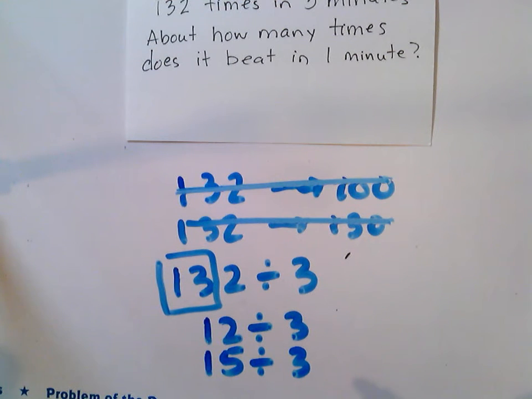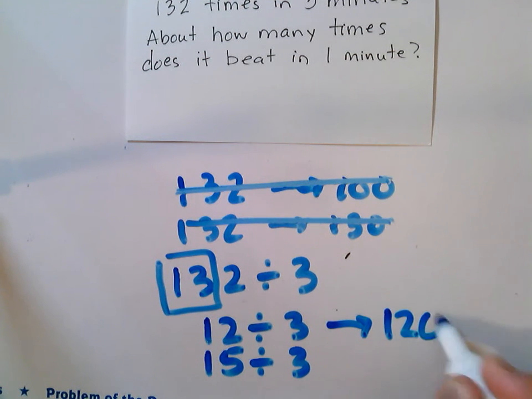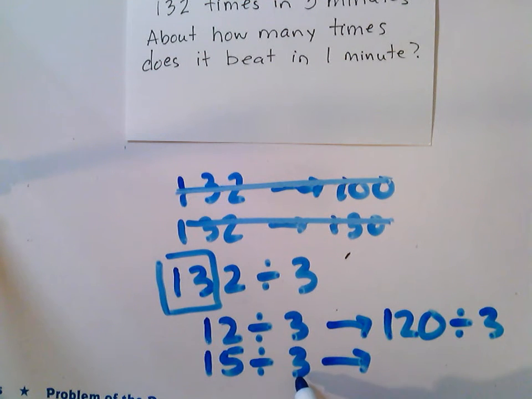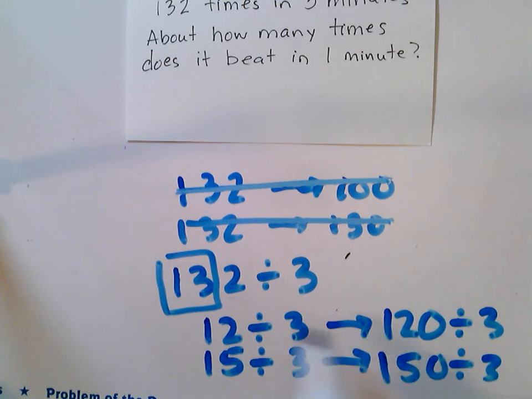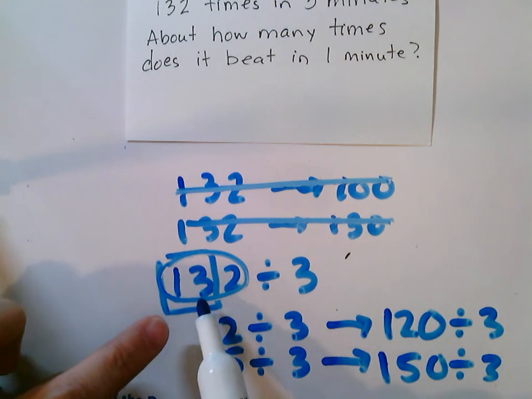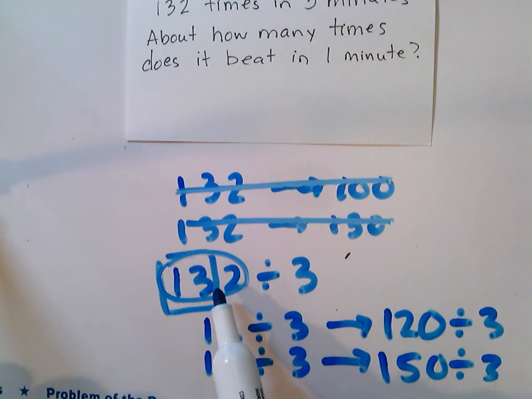It'll go in evenly. So 12 divided by 3, I can use that as a basic fact for 120 divided by 3. 15 divided by 3, I can use that as a basic fact for 150 divided by 3. Both of these, 120 and 150, are close to 132. They do end in a 0, but I'm not using 130. That's not going to help me. I can use 120 or I can use 150 to get me a close answer.